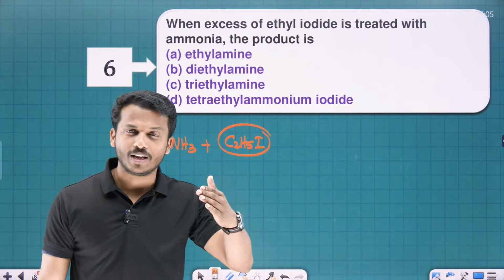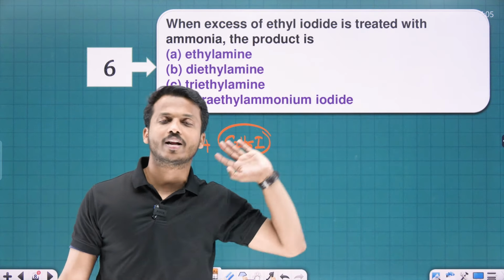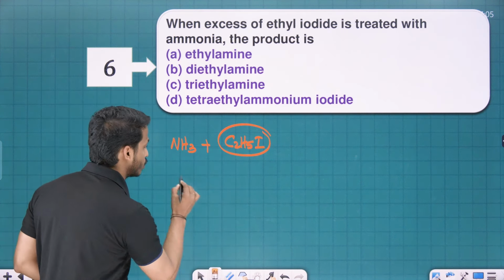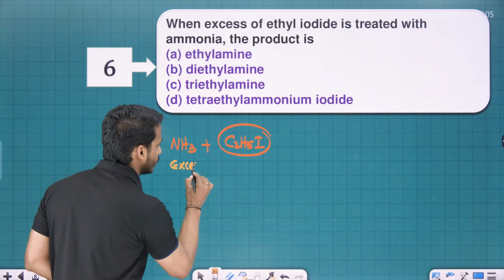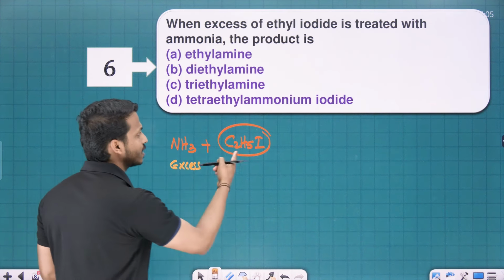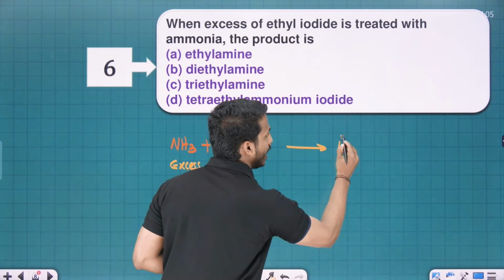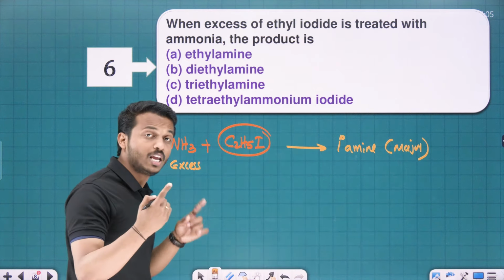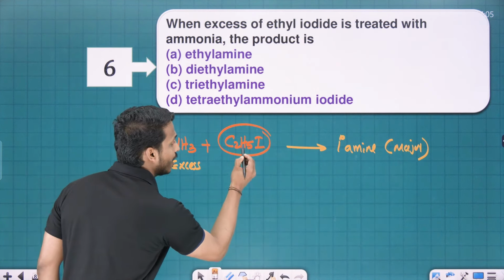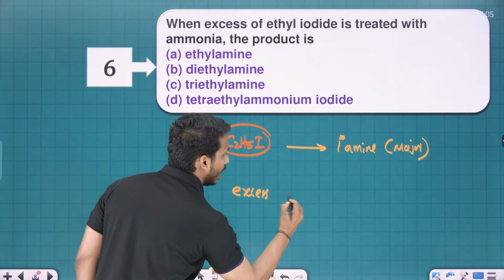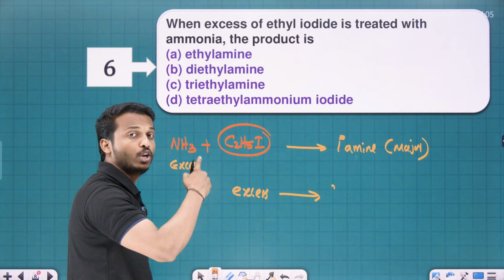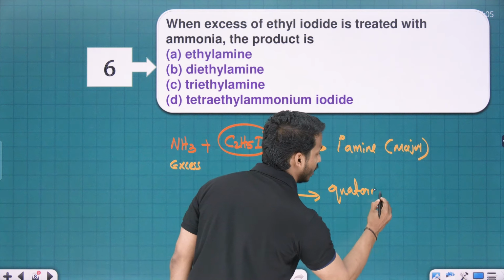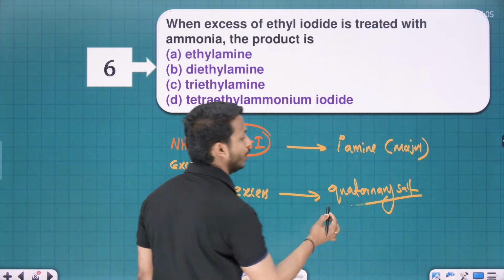It won't stop with the primary; it gives you secondary, tertiary, up to quaternary, the reaction continues. But there are some exceptions. If you use ammonia in excess and carry out the reaction with the haloalkane, primary amine will be the major product. But if it is opposite, that means if you use the alkyl halide in excess, then the reaction will continue through primary, secondary, tertiary, up to the quaternary salt.